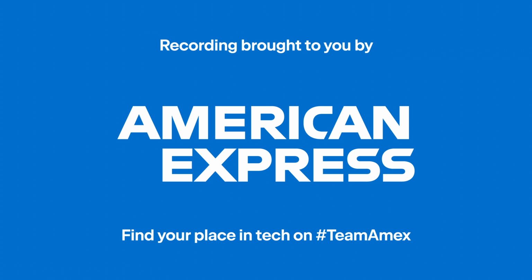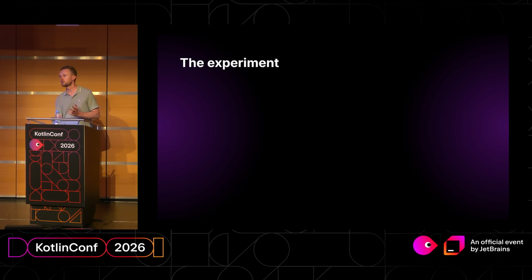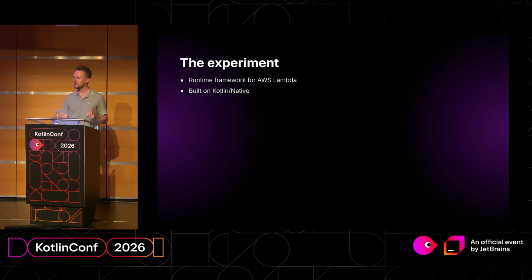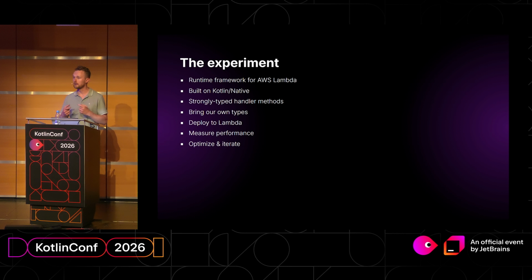I'm here to talk to you today about turbocharged Kotlin native on AWS Lambda. So this whole talk was born out of an experiment that I did a few months ago where I wanted to see if I could create a runtime framework for AWS Lambda that was built on Kotlin native, that could use strongly typed handler methods, where we could bring our own types and then deploy to Lambda so that we could then measure the performance and optimize and iterate on it to try to get the best performance possible.